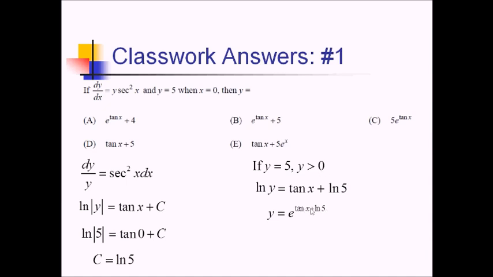That's because this ln of 5, you can actually split this off so that you have e to the tan of x times e to the ln of 5. And e to the ln of 5, the e and the ln just cancel, leaving you with a 5 that can be the coefficient on this other e term. So when the dust settles then, we have 5e to the tan of x, which is going to be choice C.